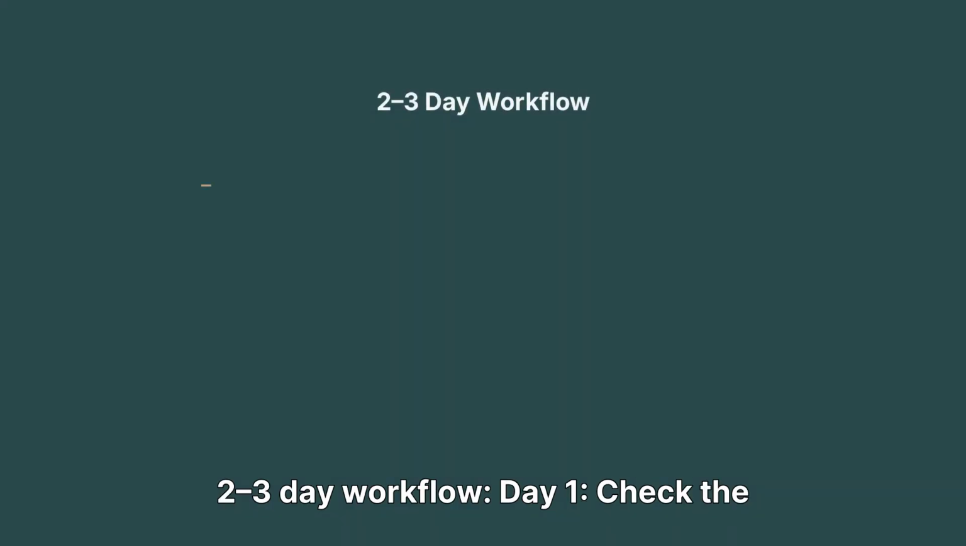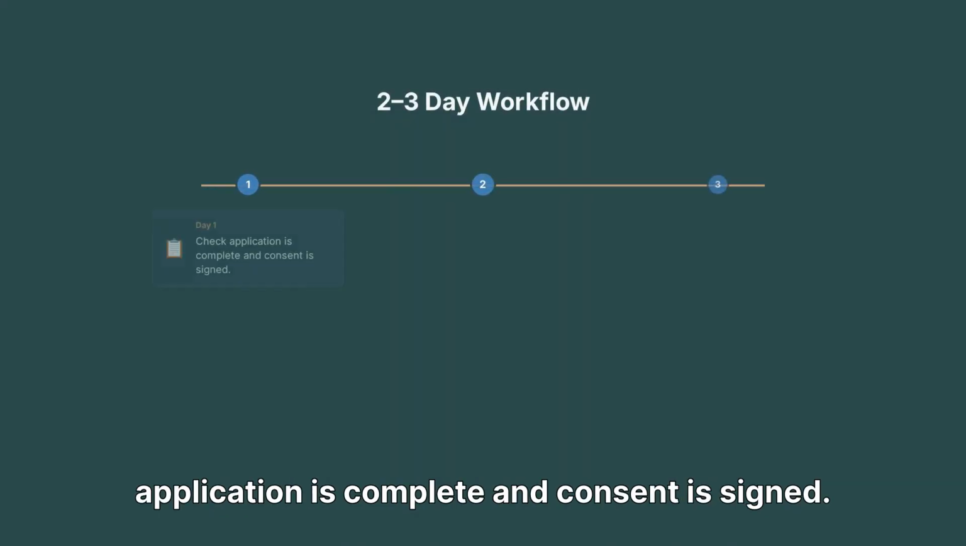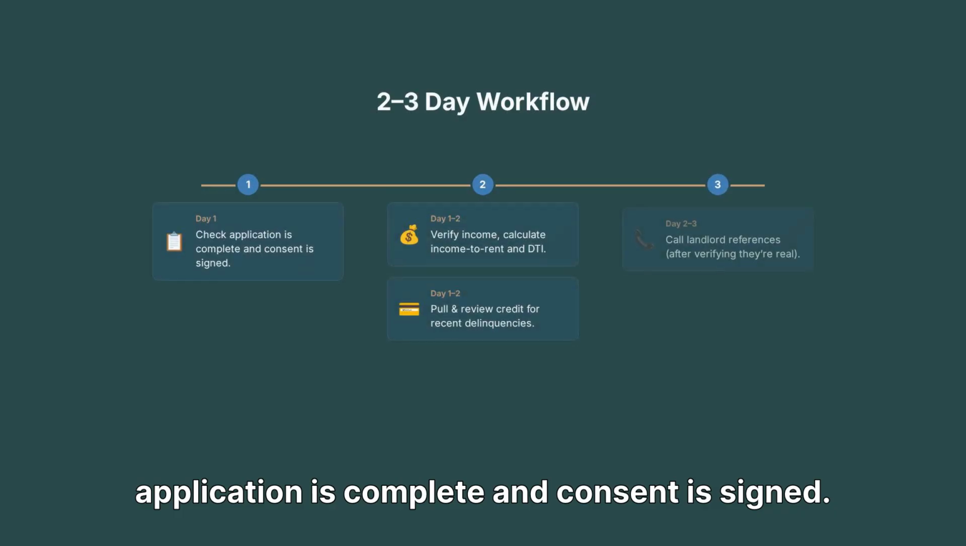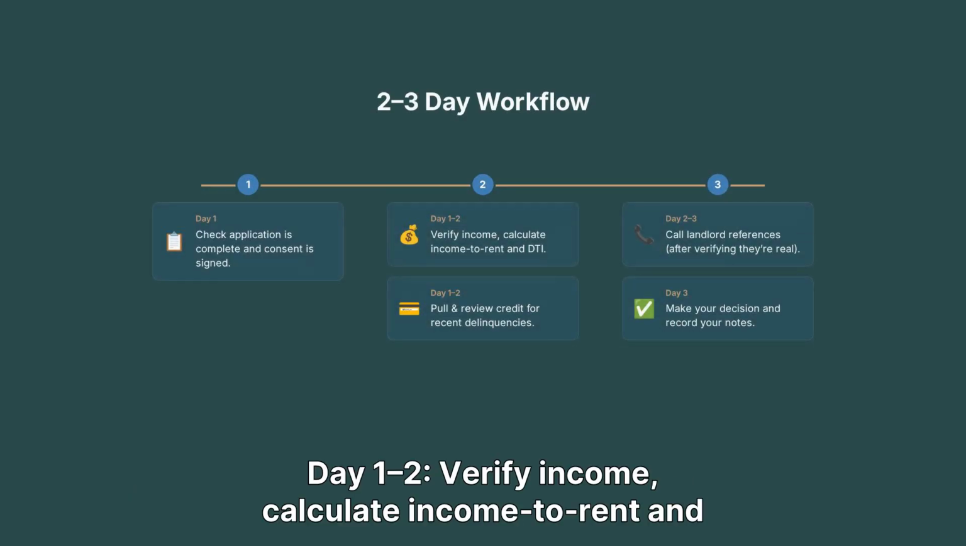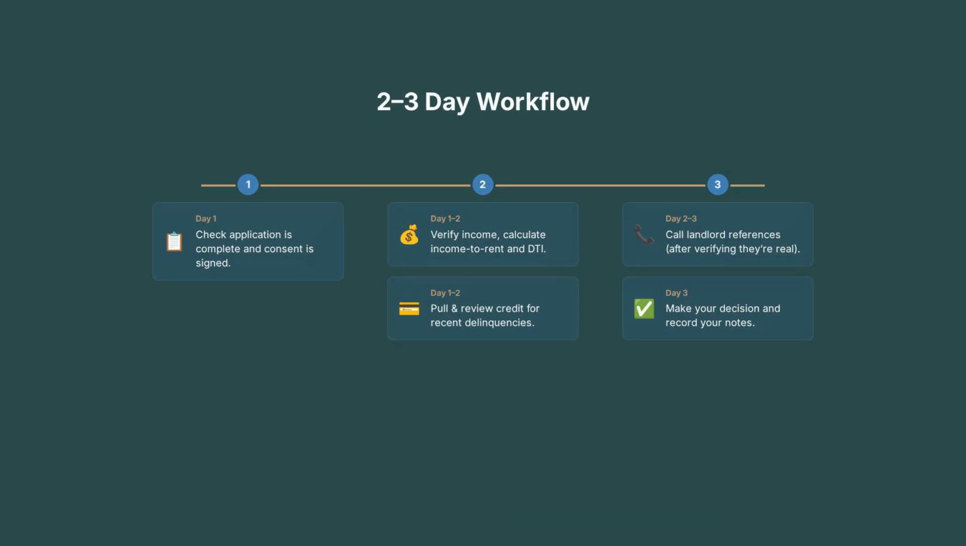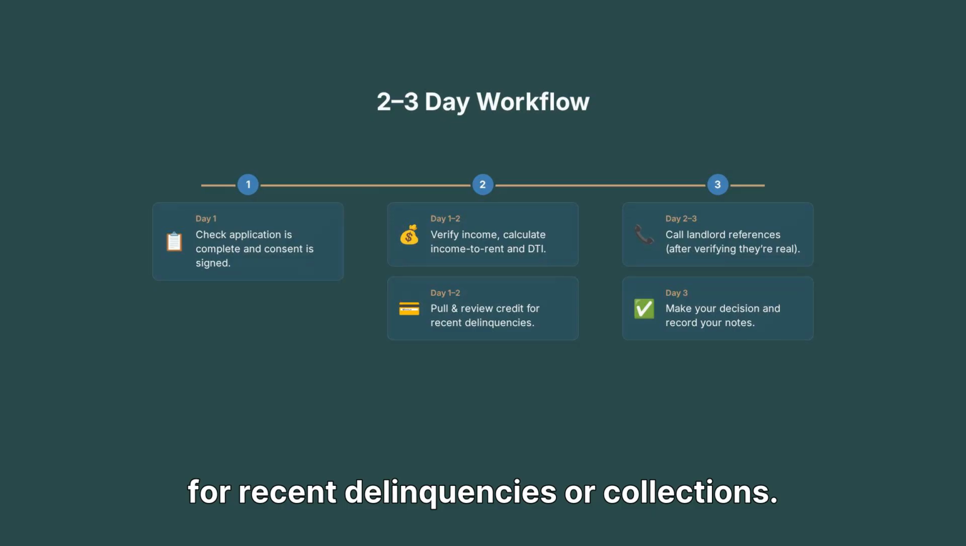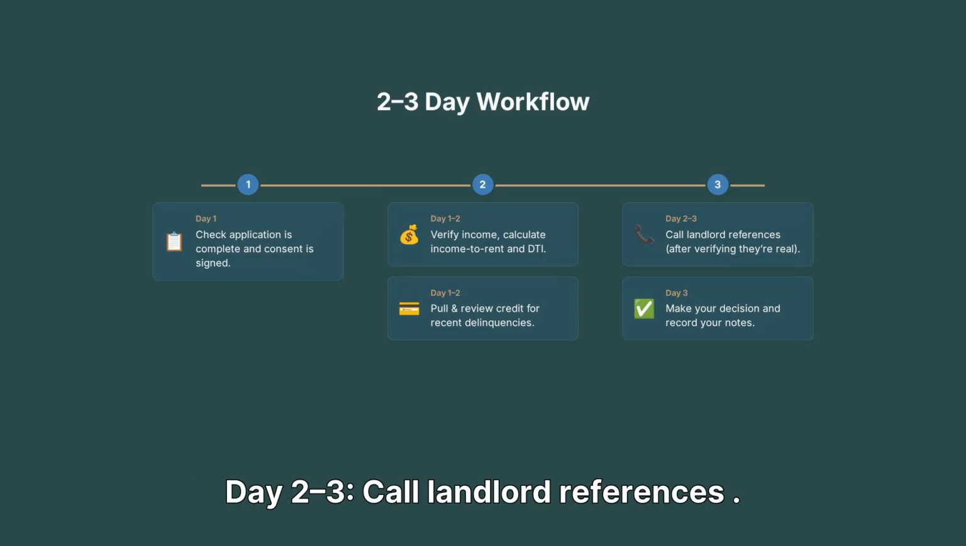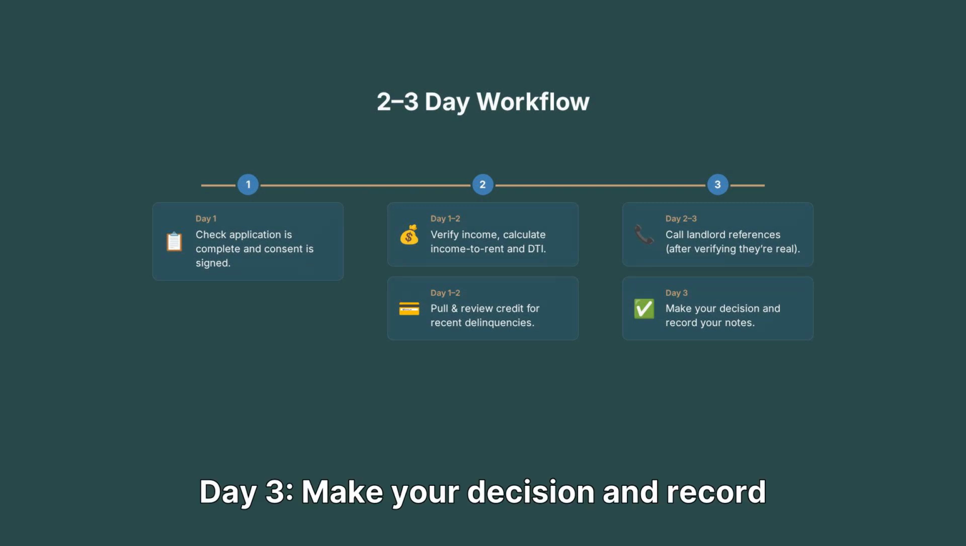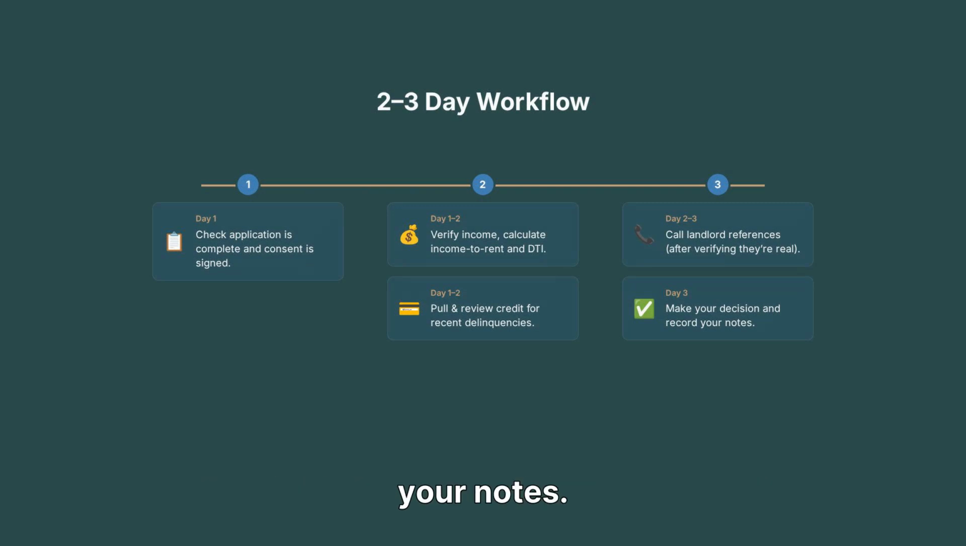A 2 to 3 day workflow. Day 1: Check the application is complete and consent is signed. Day 1 to 2: Verify income, calculate income to rent and DTI. Day 1 to 2: Pull and review credit. Look for recent delinquencies or collections. Day 2 to 3: Call landlord references. Day 3: Make your decision and record your notes.